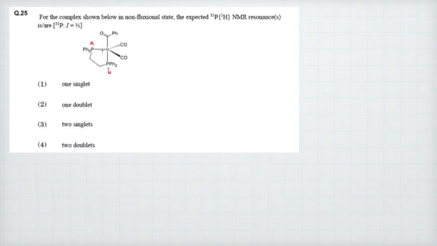Now in the NMR spectrum, how many splittings are going to happen? Since you have one of this type, it is 2nIa plus 1. Ia means the I value of the A type of atom, and this is going to be 2 into 1, because you just have one phosphorus of that type, and the I value is half, plus 1. So you are going to get 2. That means you are going to get a doublet because of that.